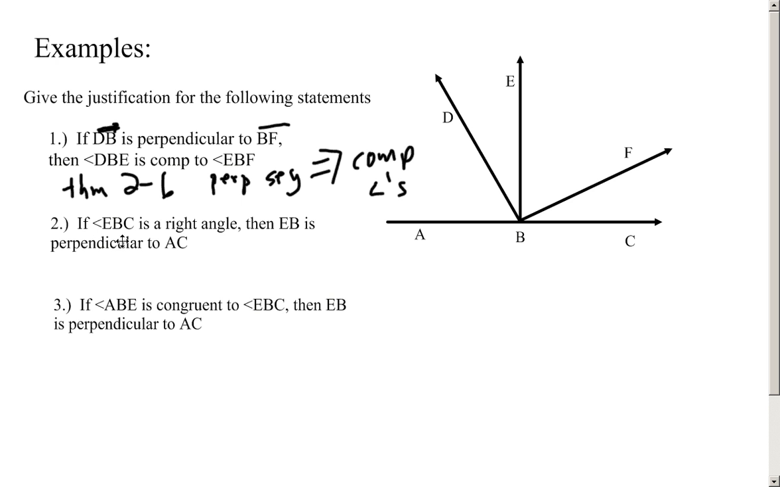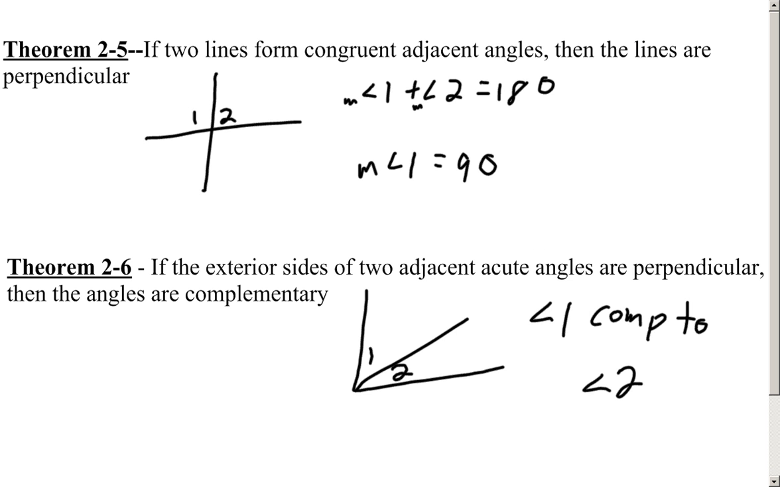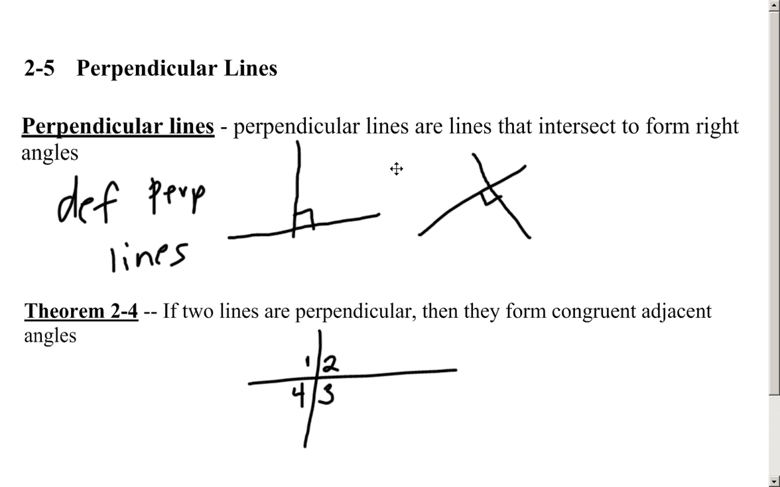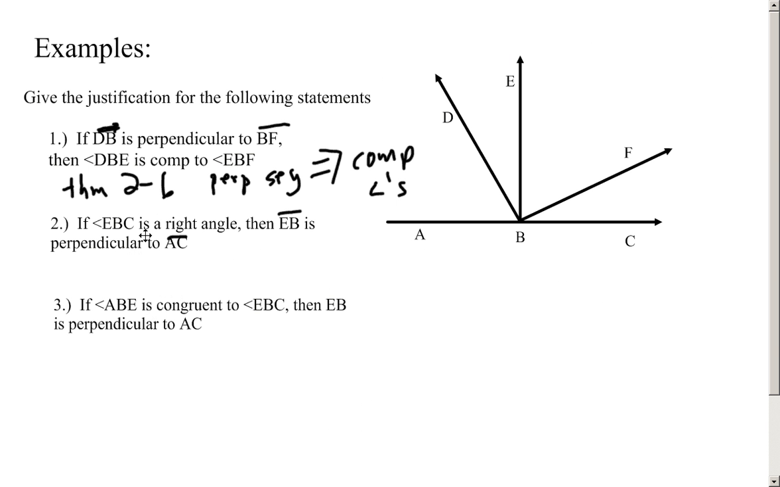And for number two, if angle EBC is a right angle, then EB is perpendicular to AC, which should be segment. Where did I see right angles mentioned? Well, congruent adjacent angles, but no right angles mentioned here. But if you look at the beginning, oh, I see. The only one that really mentions right angles is right here. The definition. Remember, definitions are biconditional. So I can say lines are perpendicular if and only if they intersect to form right angles. So the fact that I have right angles means I have perpendicular lines. So this is the definition of perpendicular lines.